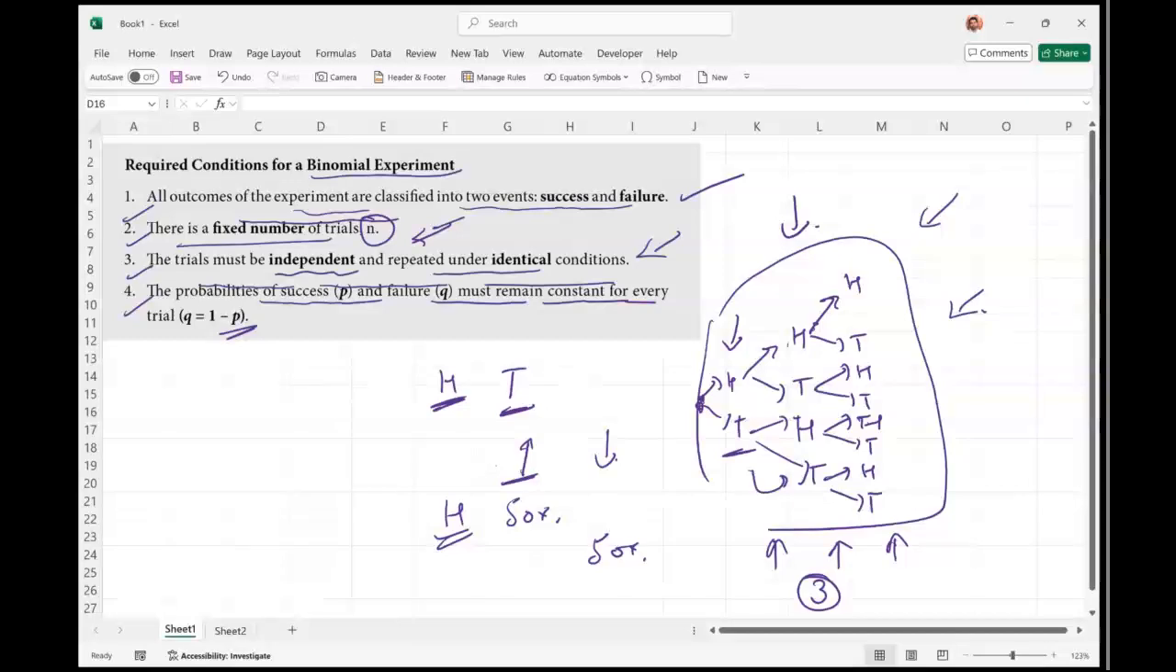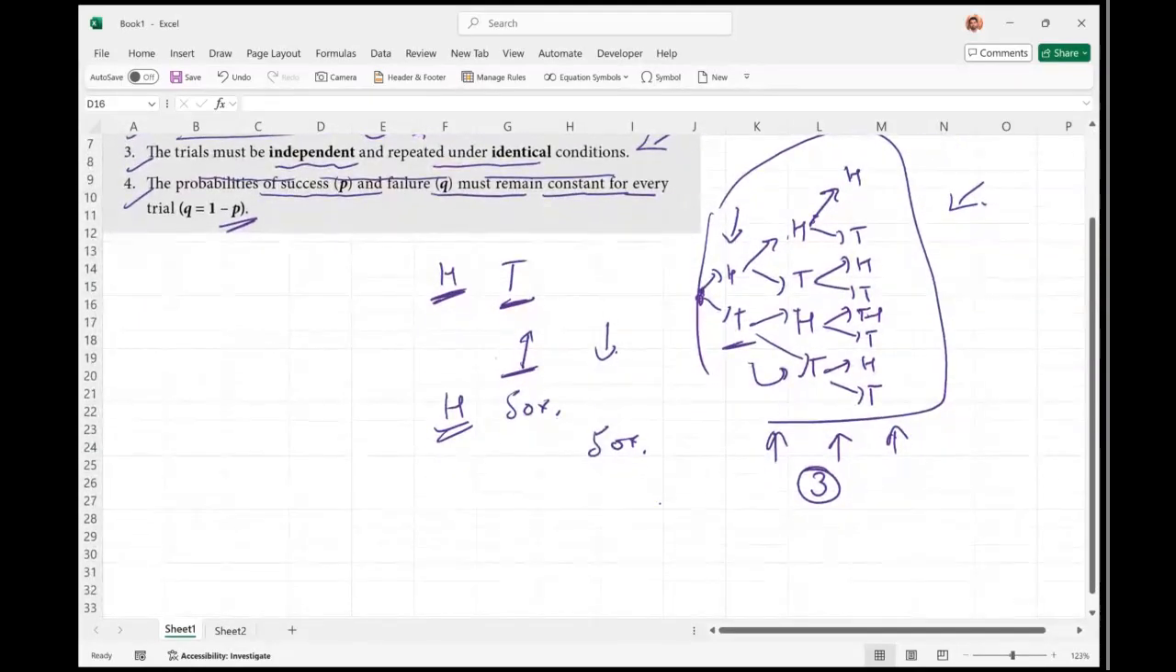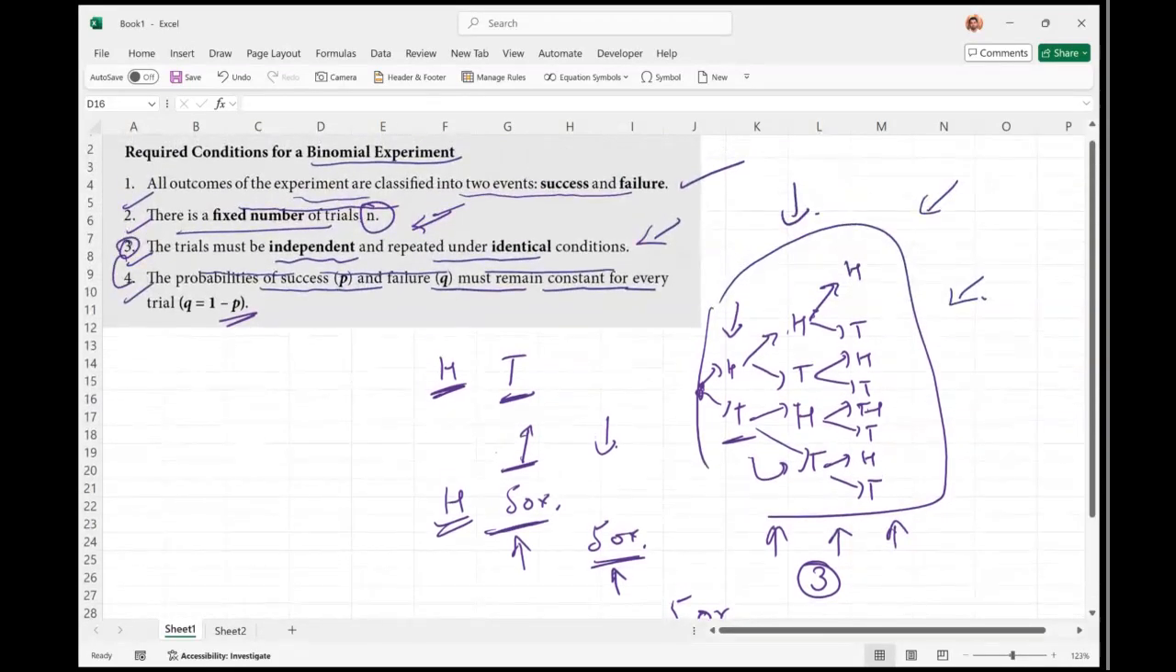Again, 50%. And what is the probability of getting the head in the third toss of the coin? 50%. So in the individual trial, the probability is the same. So these point number three and point number four are kind of interlinked. Independent means the probability does not change, and that leads to the fourth point: the probability of success and failure should remain the same. So if it is 50%, it should remain 50% throughout all the three events.